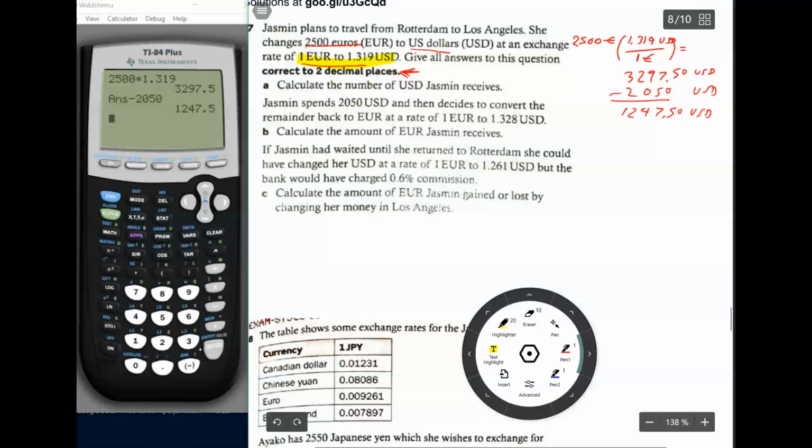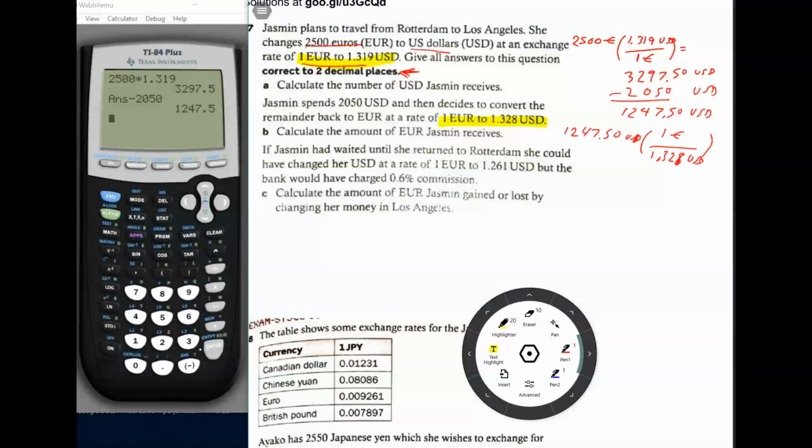Then she's going to change that back to euros, and this time she's going to use this exchange rate. So it'll be 1247.50 US dollars times this domino, which is 1.328 US dollars and 1 euro in the numerator. So the US dollars cancel out and it ends up being euros, but we do need to take 1247.50 and divide by 1.328. And we get 939.38. Okay, so that's the amount of euros she receives.